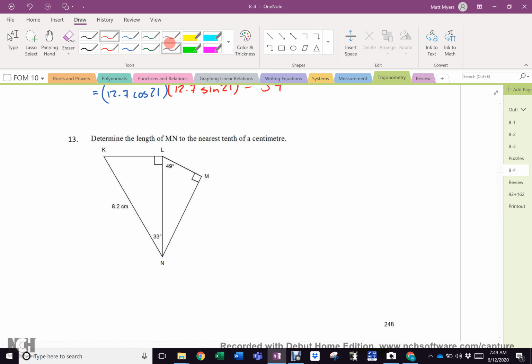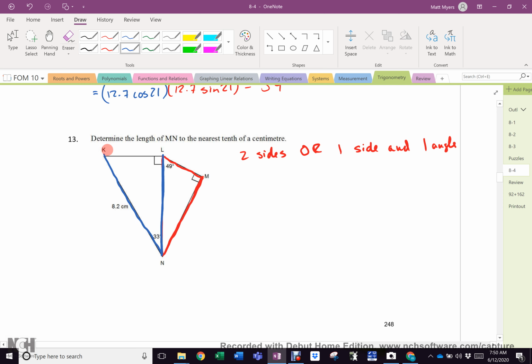Okay, determine the length of MN. Here is MN. Now, if I need MN, I need to know two pieces of information. I need to know, in a triangle, two sides or one side and one angle. So in this red triangle, do I know either of those? I have one angle, but do I know the other sides? No. But this side, which I'm now going to draw in blue, is part of this blue triangle. And does that blue triangle help me out? Yeah, because I know an angle and a side. So I have to use the blue triangle in order to work with the red triangle.